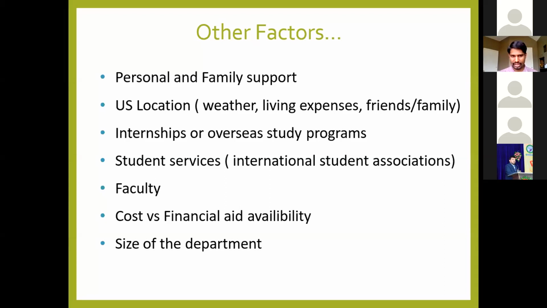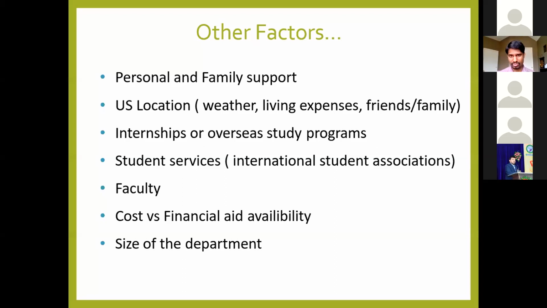Then you have to look at the faculty profiles, if you like the faculties, then cost versus your scholarship, whether you have a scholarship or not, and the size of the department. Sometimes there are big departments like 20-30 faculties, and sometimes small departments like 5 or 10 faculties, and that affects how the research and everything goes. So those are other factors to consider before you choose.